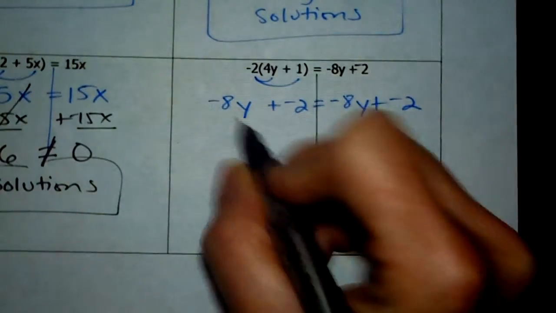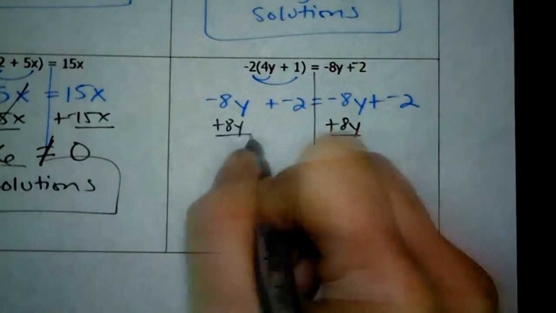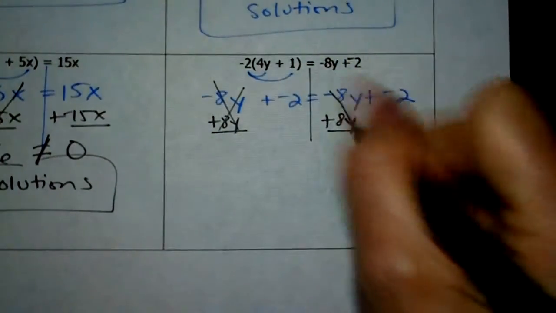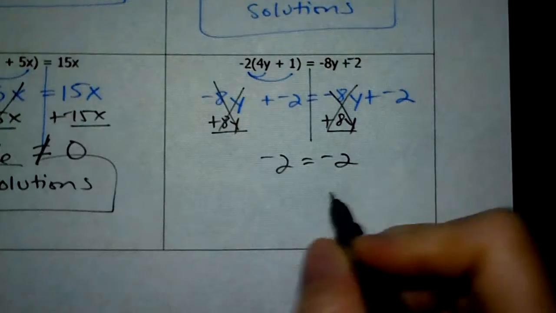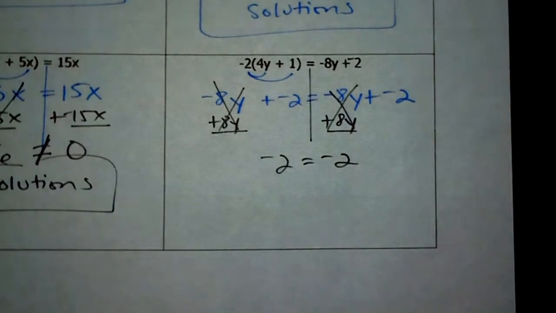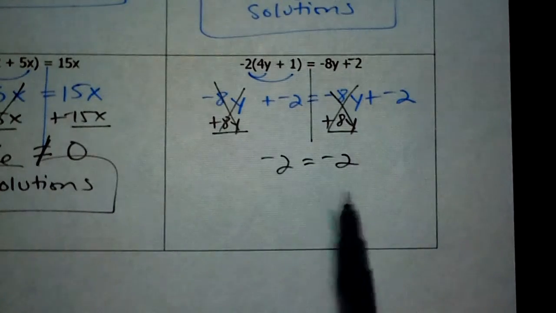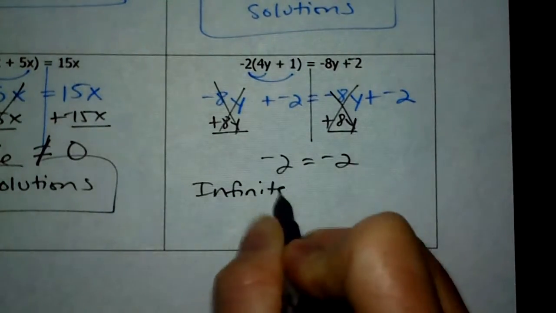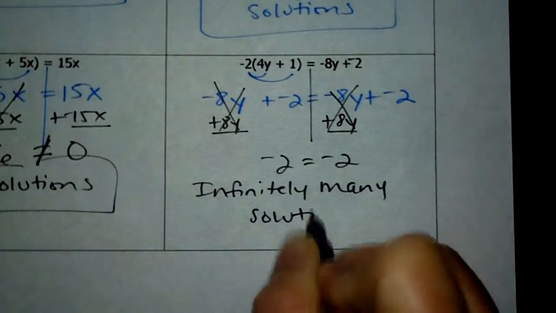And you'll just be thinking, well, I'm going to cancel out this negative 8y by adding a positive 8y. And when you do that to each side, the y's end up canceling out here, and they cancel out there. The resulting expression is negative 2 equals negative 2. And we said, if the variable terms cancel out, and you end up with a true statement, that means that no matter what I plug in, it's going to be true. So this one has infinitely many solutions.